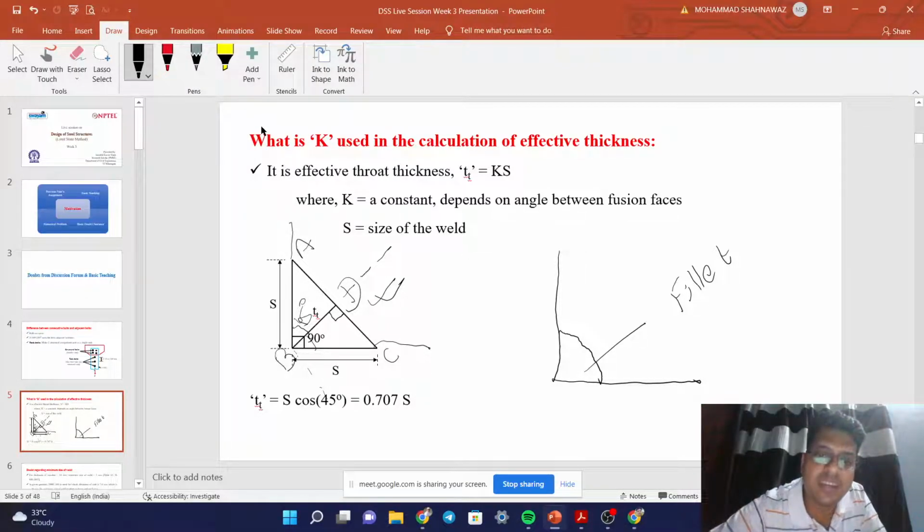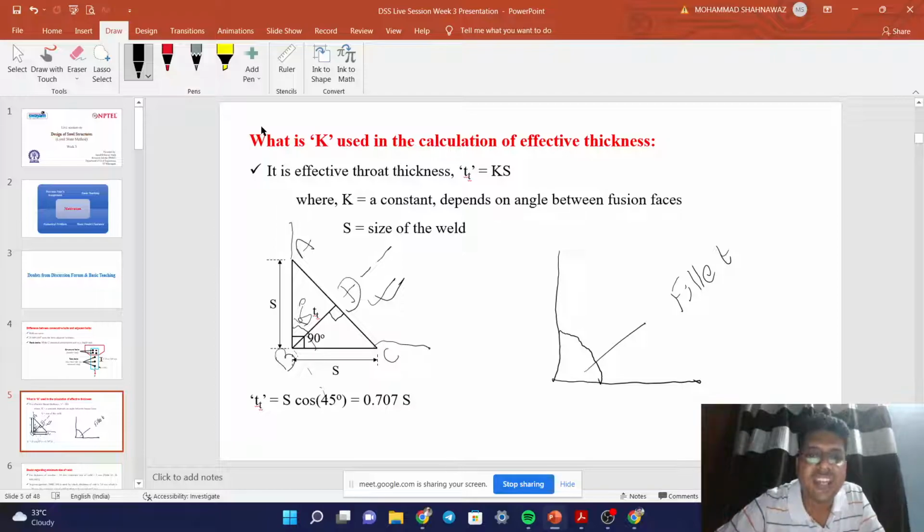So here we are getting what? S upon root 2, which is equal to 0.707 S. So that's why you can see that for the case of angle between fusion faces, the value of K from 60 degree to 90 degree has been reported as 0.7. So now I think it is clear where this constant K comes from.